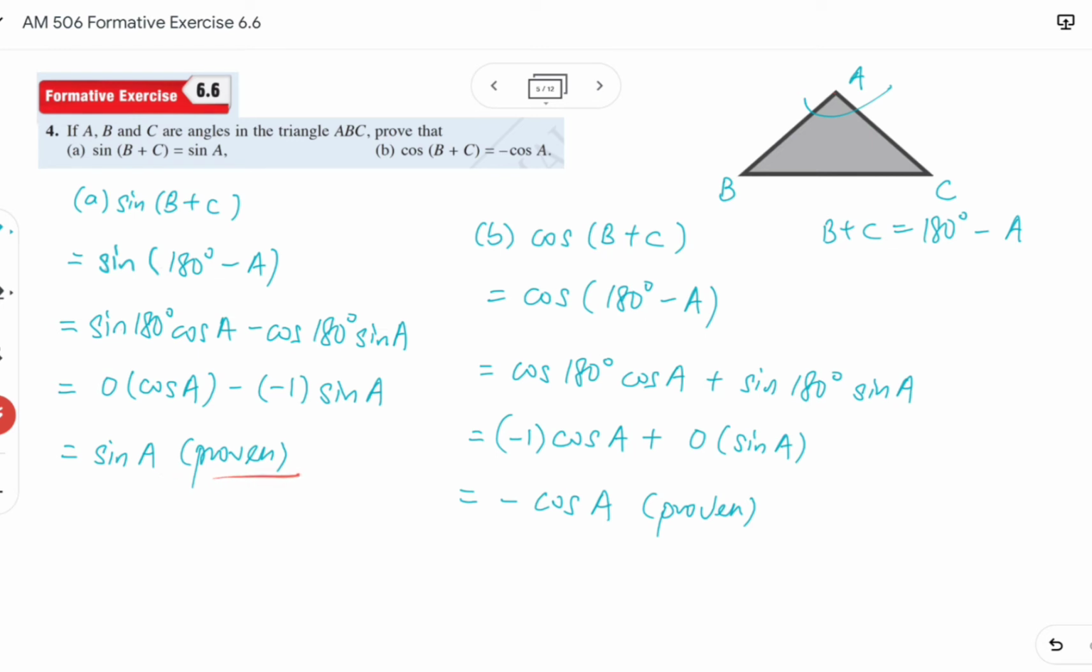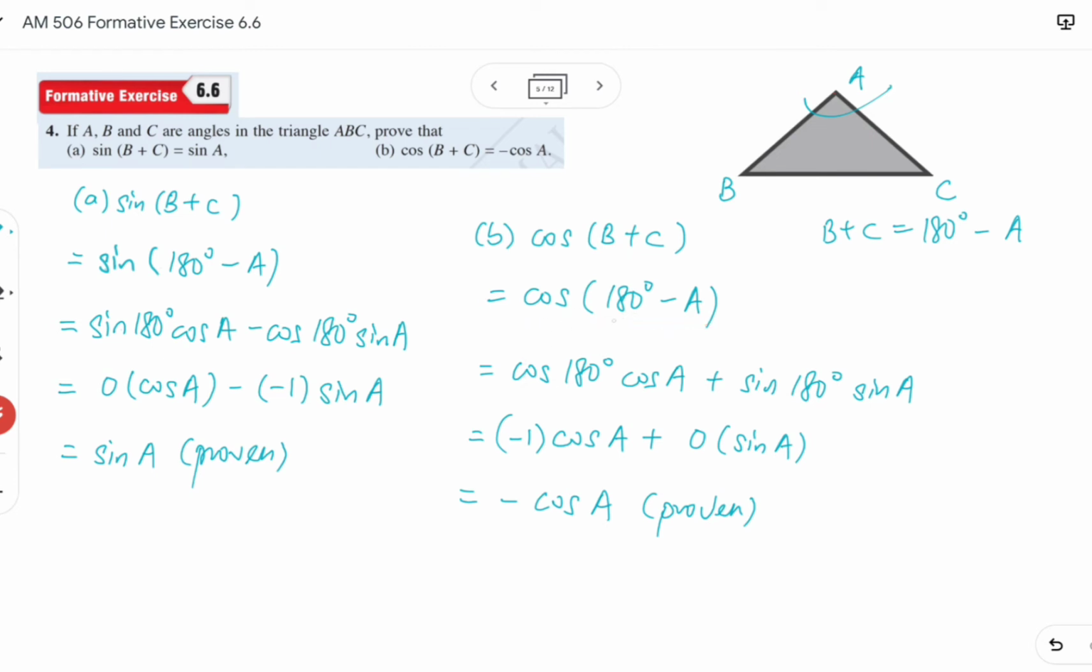So we get what we want, proven. B: cosine (B plus C) equals negative cosine A. Same thing, B plus C is 180 minus A. So we are looking for cosine (180 minus A).